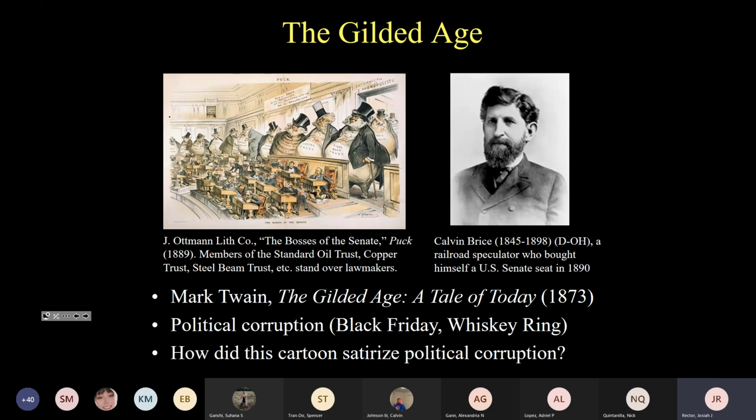So, for example, officials in the Grant administration's Treasury Department were found to be taking bribes from whiskey distillers who wanted to evade taxes on whiskey. And this became known as the whiskey ring scandal. So those implicated a Republican administration, but the Democratic Party was no less corrupt. For example, Tammany Hall was the Democratic Party political machine that controlled New York City politics. And Tammany Hall systematically bribed police department, city council, mayoral officials, and others to get political favors.